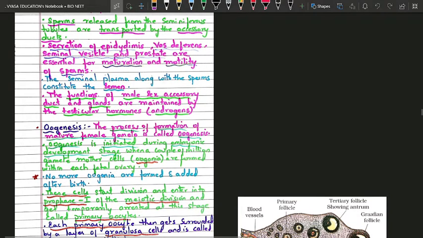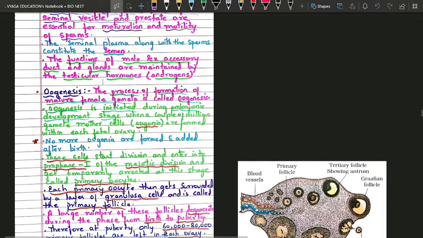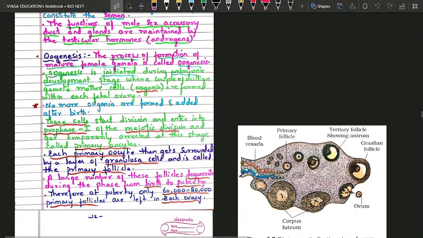Oogenesis. As we have said gametogenesis as well as spermatogenesis, we have something called oogenesis. The process of formation of the mature female gamete is called oogenesis. So what is oogenesis? It may be asked for 1 mark. The process of formation of the mature female gamete is called oogenesis.